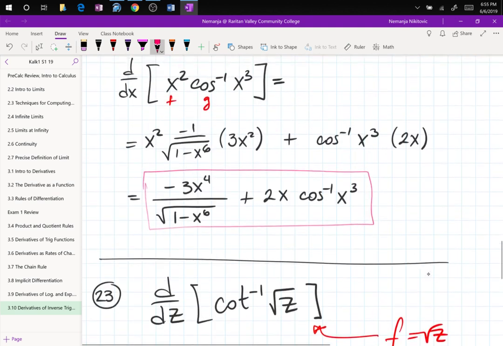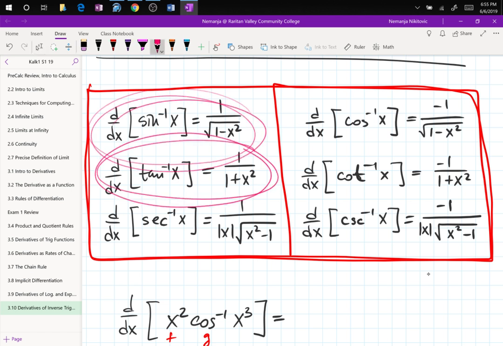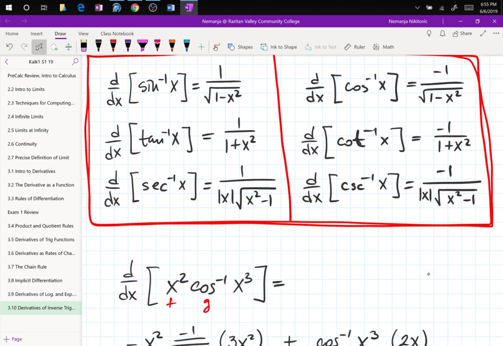So these are our 6 inverse trig derivatives. Make sure that you are really good with the first 2, because they will show in your future courses: Calc 2, Calc 3, differential equations. The other ones, I really haven't seen them.